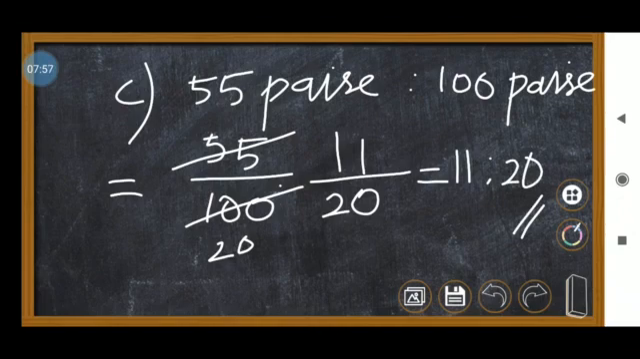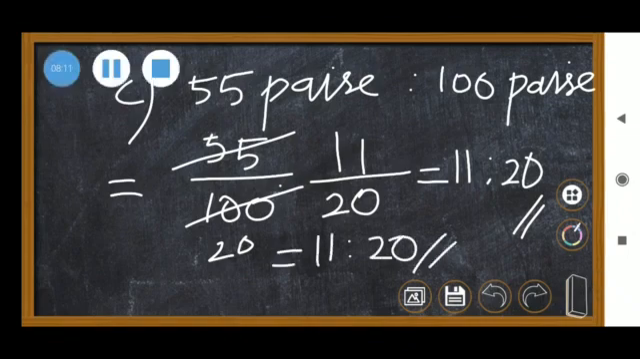Am I right, students? So 11 is to 20. We can write it this way because no other number can divide both 11 and 20, so we can leave it here. 11 is to 20 is the correct answer.